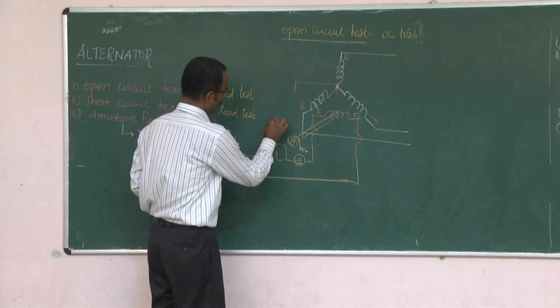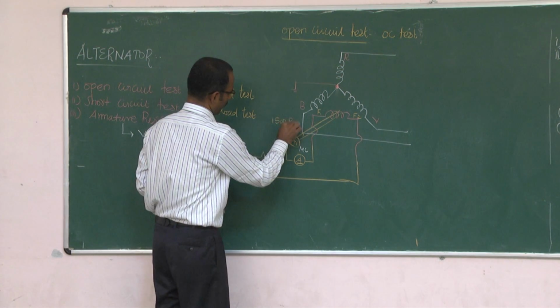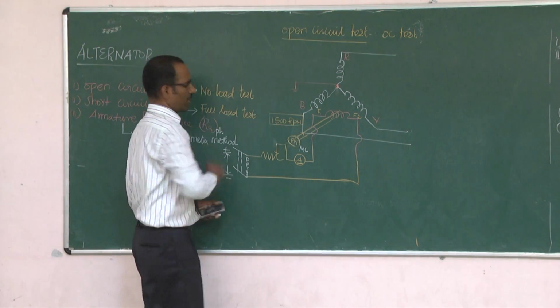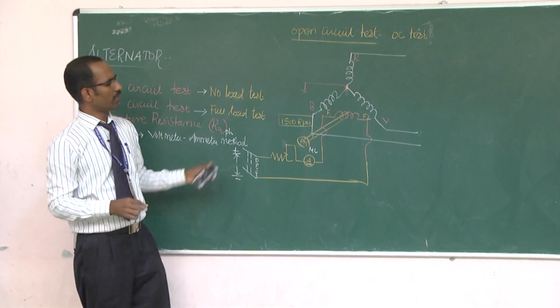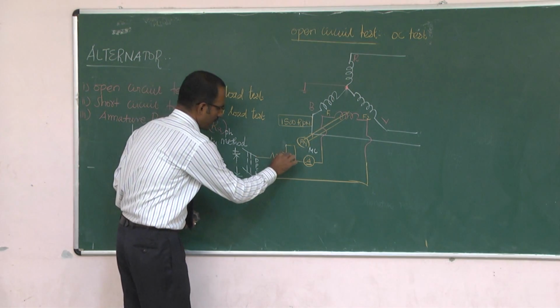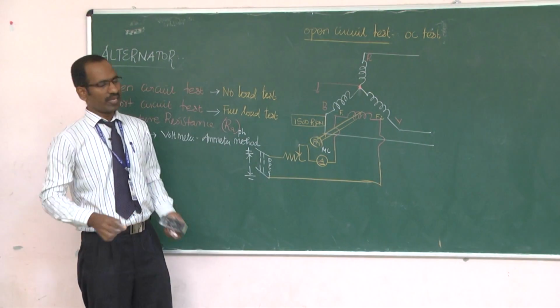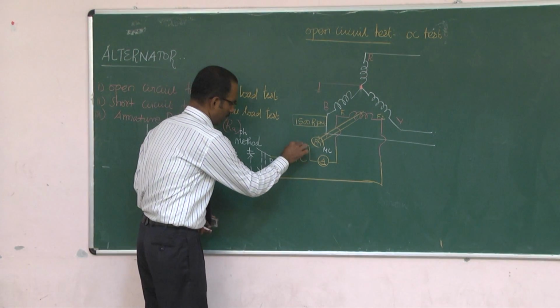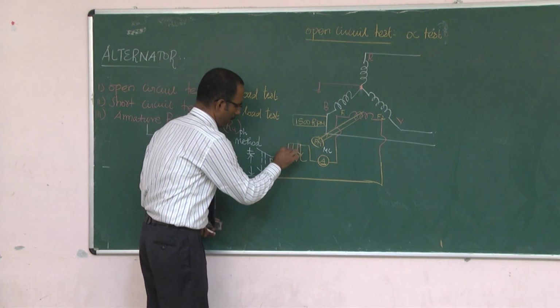For example, in our laboratory, if the rated speed of your armature is considered as 1500, we are going to keep it at 1500. Then we are going to vary the field rheostat. Initially it is kept at maximum, then we will cut the resistance step by step.